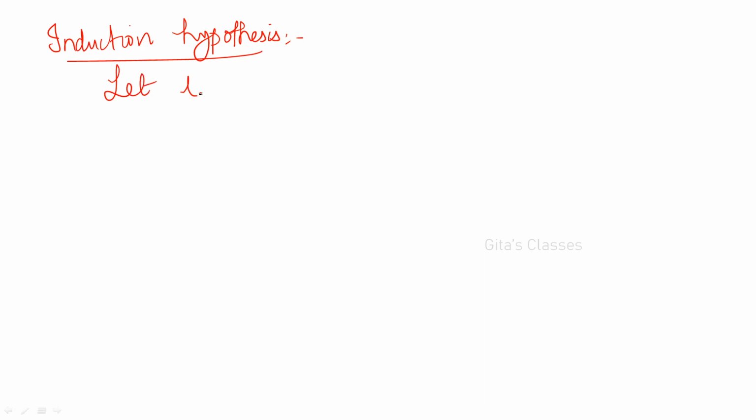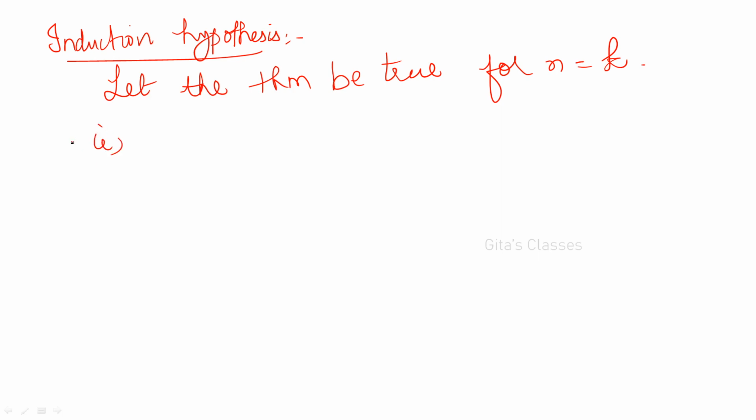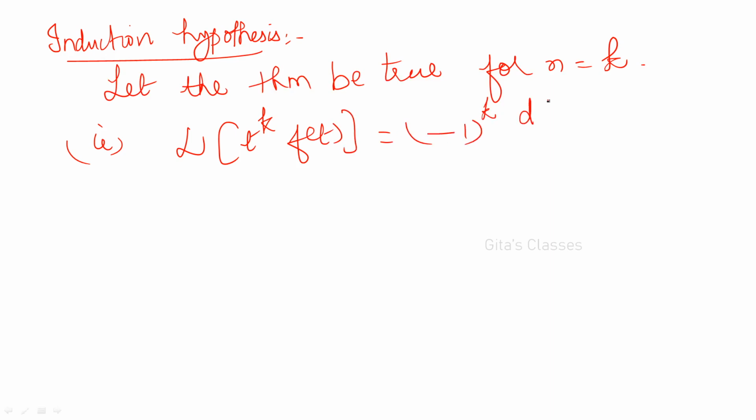Let the result be true for n is equal to k. Let the theorem be true for n is equal to k. That is, L of t^k into f of t is equal to (-1)^k into d^k by ds^k of f bar of s. This is what we have assumed.